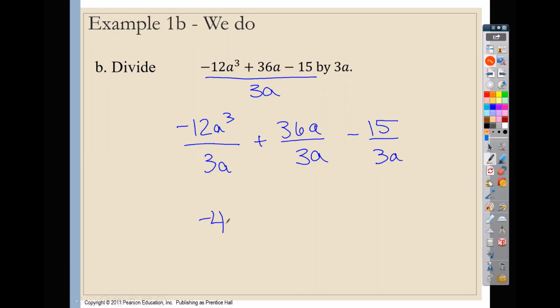So that would be a negative 4a squared. 36 divided by 3 is 12. My a's cancel out. 15 divided by 3 is 5. And I have 1 more a in the denominator than in the numerator.